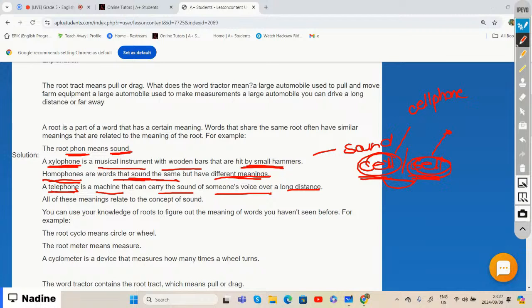Which means that we hear sound. The fact that you can hear my voice means that you hear the sound that is being carried over a long distance.